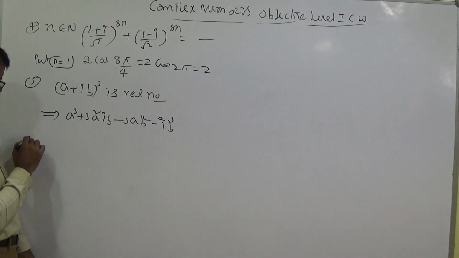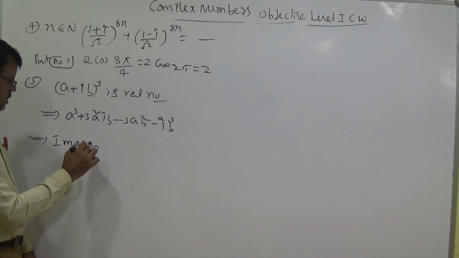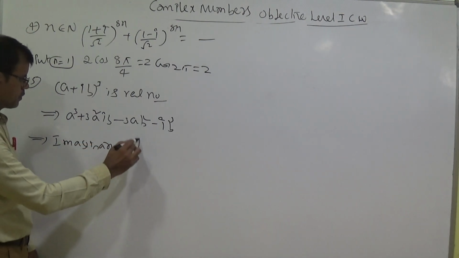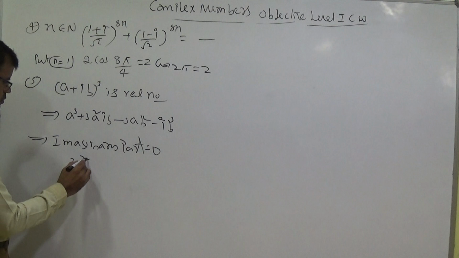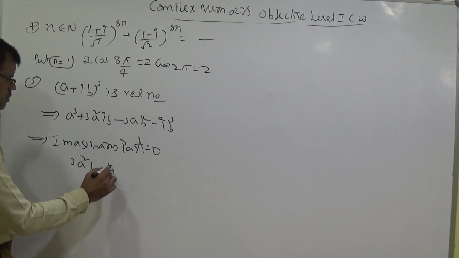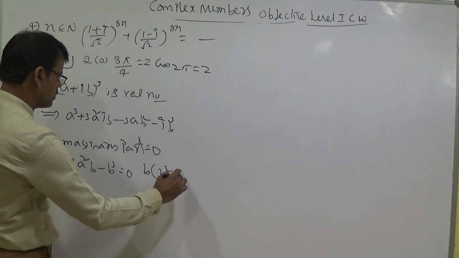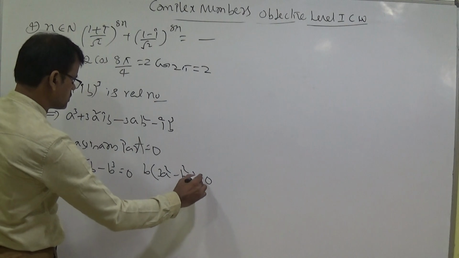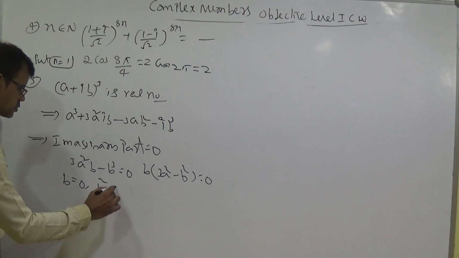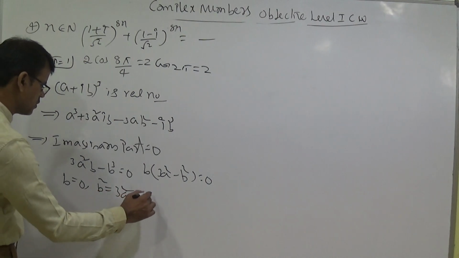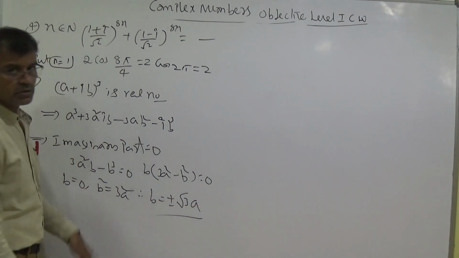Since it is a real number, whenever it is a real number, you can understand that the imaginary part is equal to 0. So 3a²b − b³ is equal to 0. Taking b common, this is b(3a² − b²) = 0. So b is equal to 0, or b² is equal to 3a². Therefore b is equal to 0, or b is equal to plus or minus root 3 a.